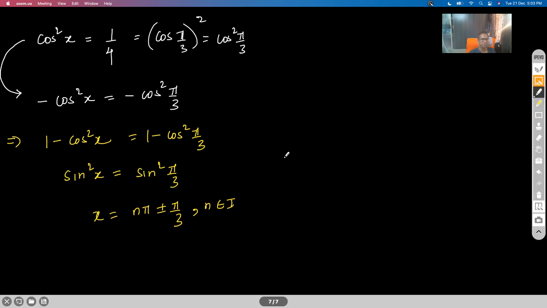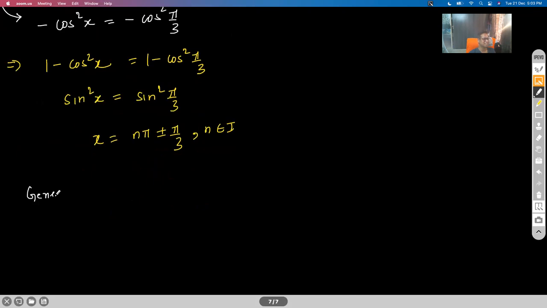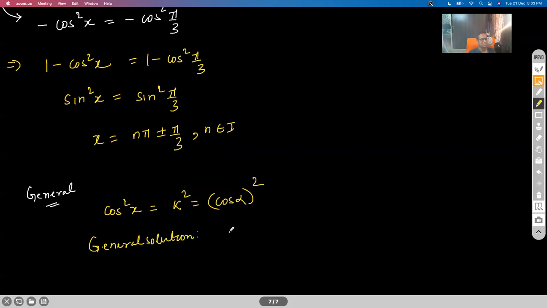So here, please note everybody, even if somebody asks you to solve, let me generalize this, cos square x equal to k square, where k could be written as cos alpha. In this case also, the general solution is the same as what we saw in the previous slide. It will be n pi plus minus alpha, n being an integer. Or if alpha is not a familiar angle, it will be n pi plus minus cos inverse k. Is it fine? Any questions?